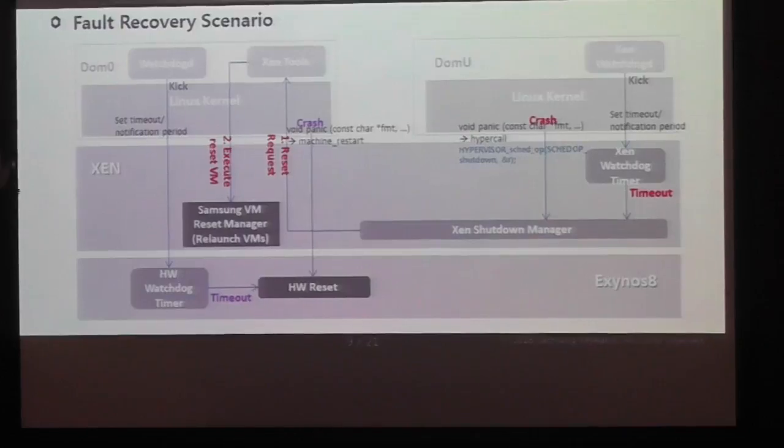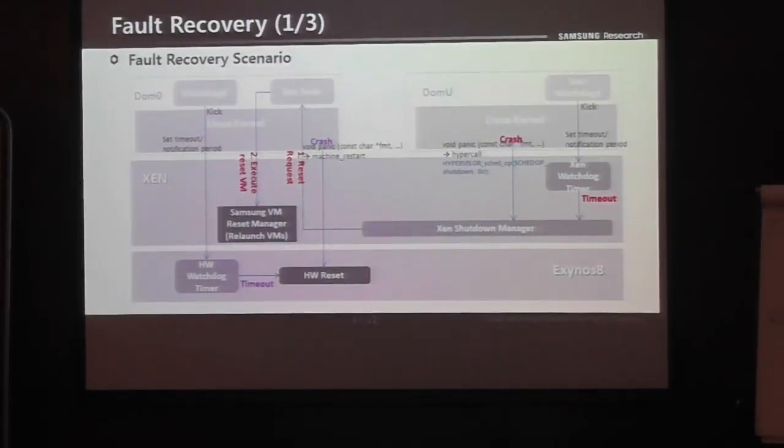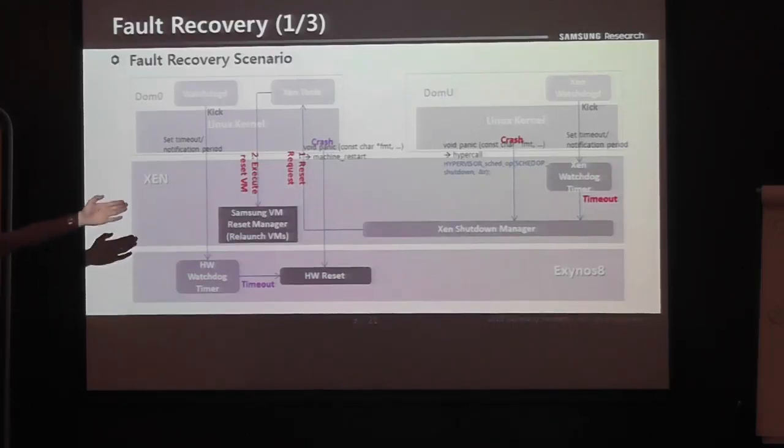Now let's take a look at the fault recovery mechanism. Basically, we have a slightly different fault recovery mechanism for DomU and Dom0. While the hypervisor is responsible for DomU failure, a hardware reset feature is used for Dom0 failure. So we reset the Xen watchdog timer by using the Xen watchdog daemon in DomU user land. And we also put a hypercall to trigger fault recovery of DomU inside the panic function in the DomU kernel.